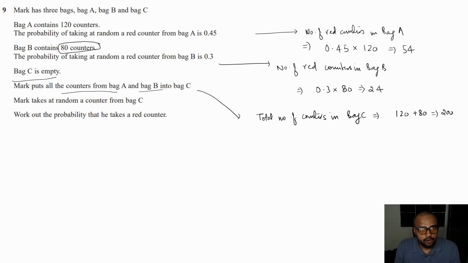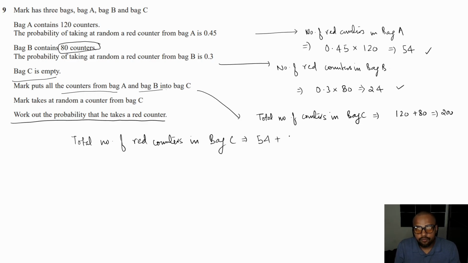Okay. In the question they have asked us to work out the probability that he takes a red counter. Okay, we have calculated the red counters in bag A and red counters in bag B. So total number of red counters in bag C will be equals to 54 plus of 24, that will be equals to 78.